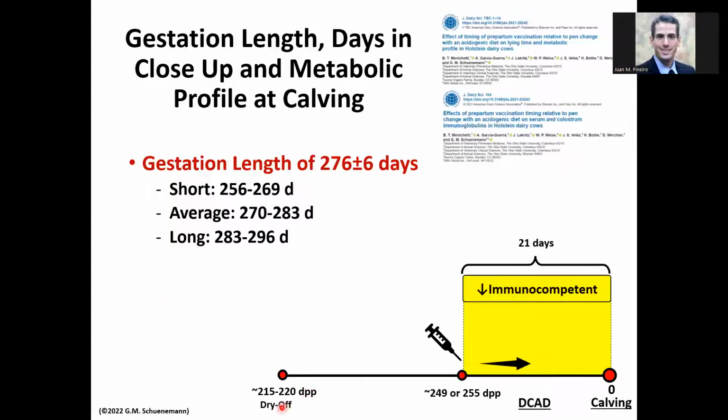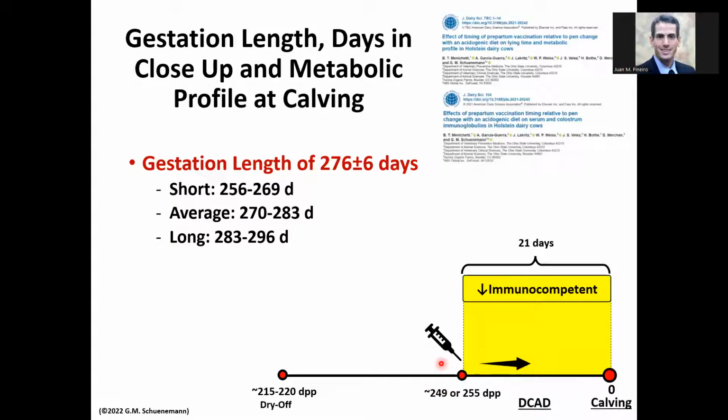In most farms, they will dry off cows, depending on how many days they have cows dry. But let's say about 215 or 220 days carrying calf, they will dry the cows, and they will have 60 days, and the cow will go through parturition. But some farms give a booster vaccine. They will give a vaccine at dry off, and they will give another booster vaccine. They will do it either at 255, meaning 21 days prior to calving, or 249, this is 28 days, right?